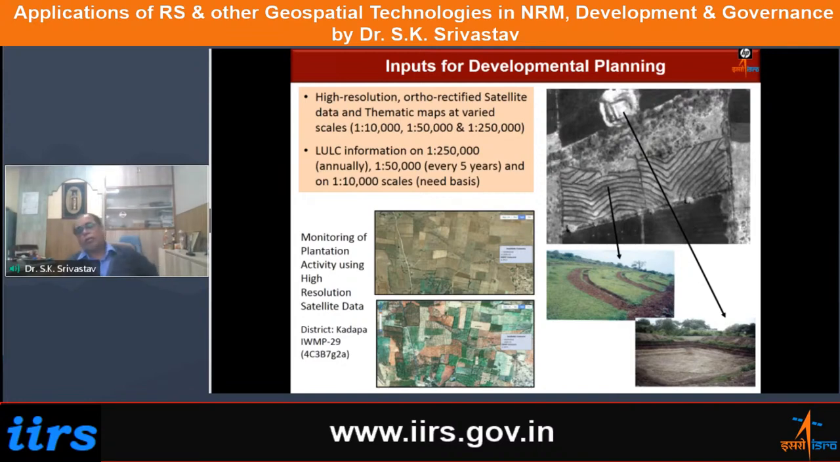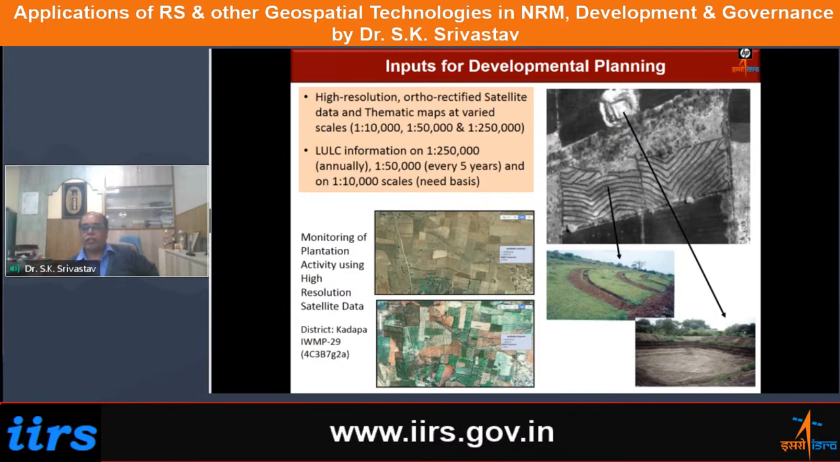So the land use, land cover is being mapped for the entire country at 3 different scales. One is the scale of 1:250,000, that means 250,000 scale, and that 250,000 scale information is generated every year from 2004 onwards. And that information is available in the portal. Then the land use land cover maps are also being generated at 50,000 scale, at every 5 years interval.